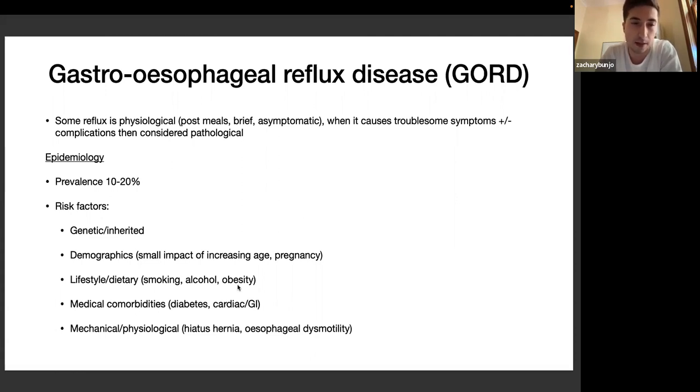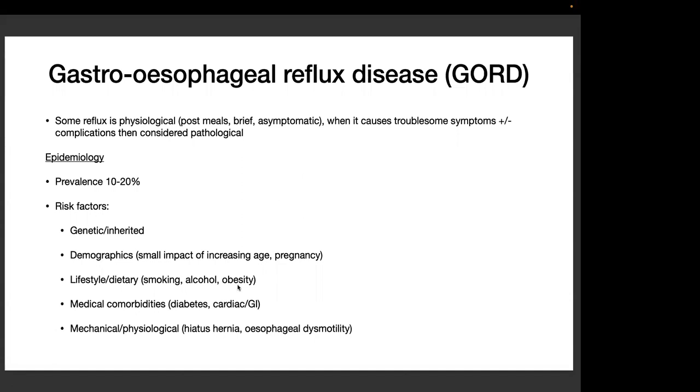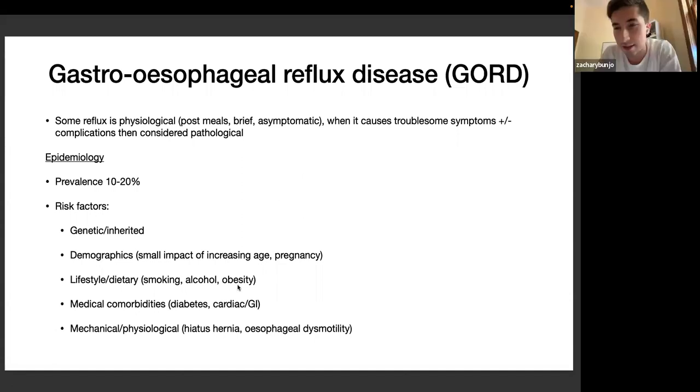Risk factor wise, there's a genetic and inherited component. Small contribution by increasing age. Pregnancy also increases the risk. Anyone think of why? Increased intra-abdominal pressure. Yeah, exactly. Increased intra-abdominal pressure and reflux.